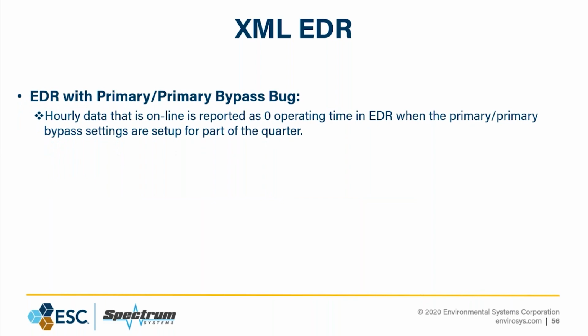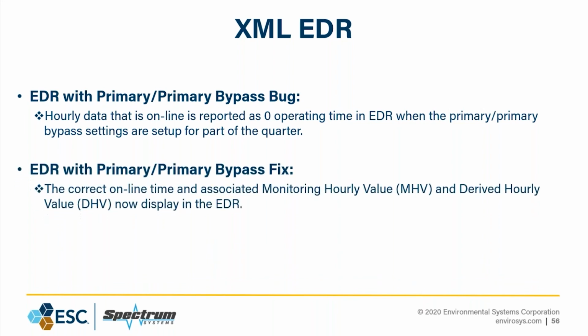The EDR with primary and primary bypass bug: the hourly data that is online is reported as 0 operating time in the EDR when the primary and primary bypass settings were set up for part of the quarter. That is now addressed, the correct online time and associated monitoring hour value and derived hourly value are now displayed in the EDR.